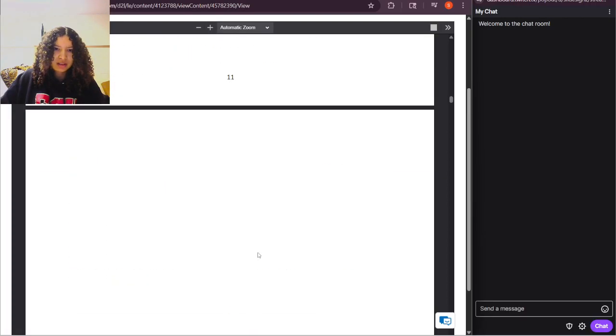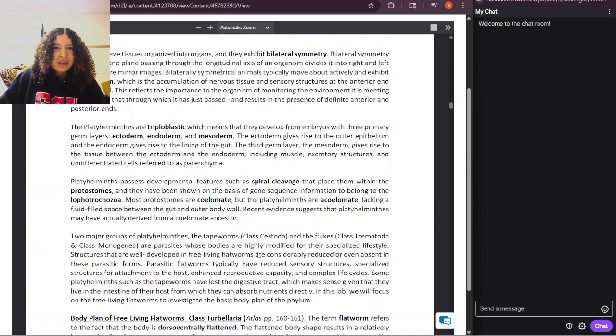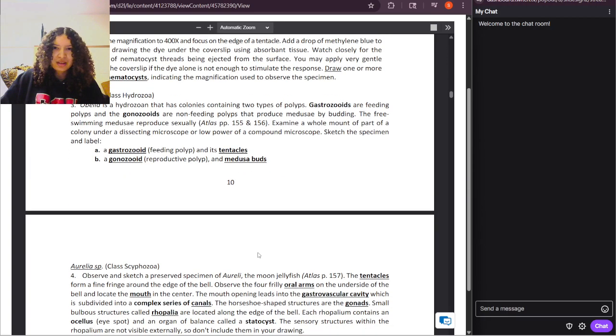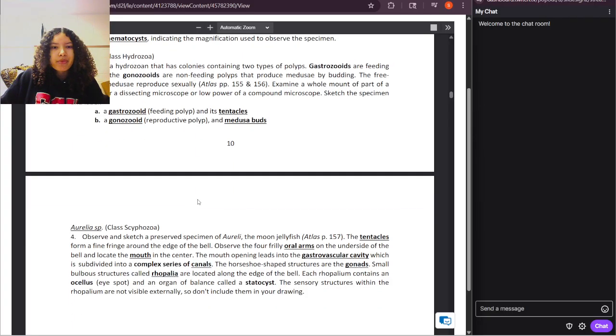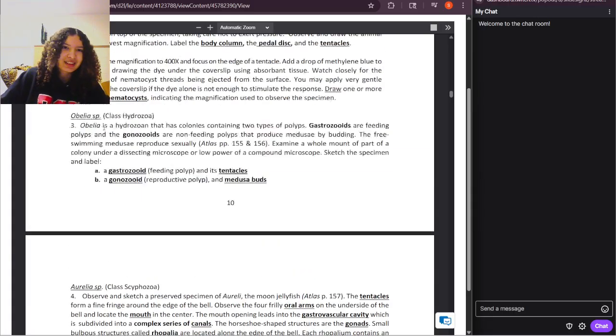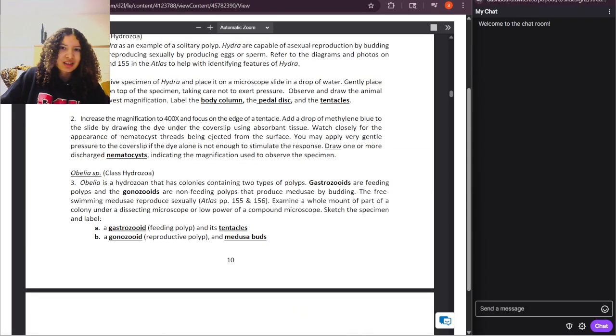My goodness, there's always a lot of vocabulary in this, but we're almost done with this, and then we'll move on to platyhelminthes. What is an oral arm? I don't know. So let's look at Hydra anatomy.